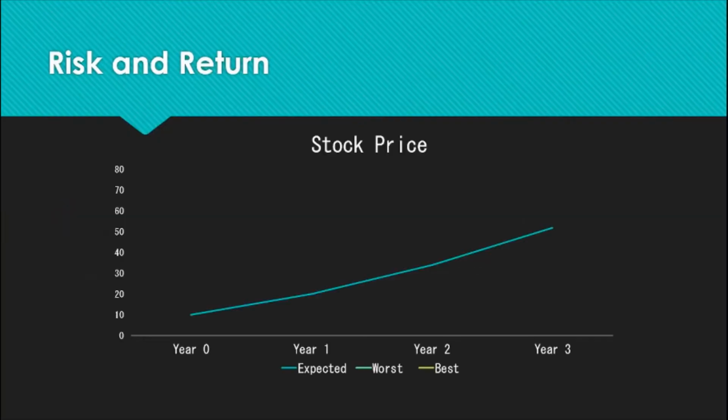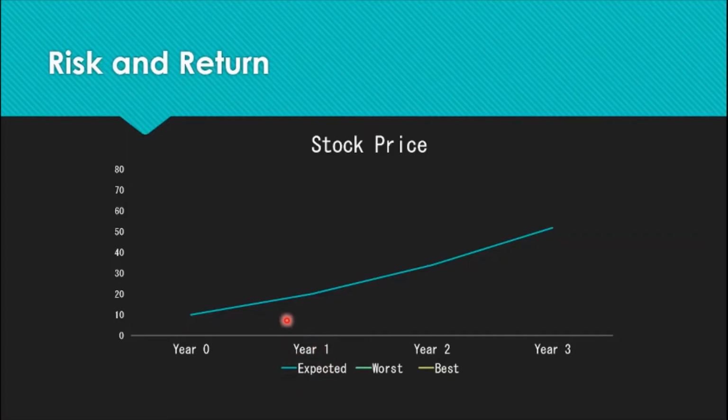To put it visually, we have the following illustration. As you can see in this 4-year period, note the expected stock price of this hypothetical company: year 0, year 1, year 2, and year 3. The trend is going upward. This is the expected movement of the stock price.